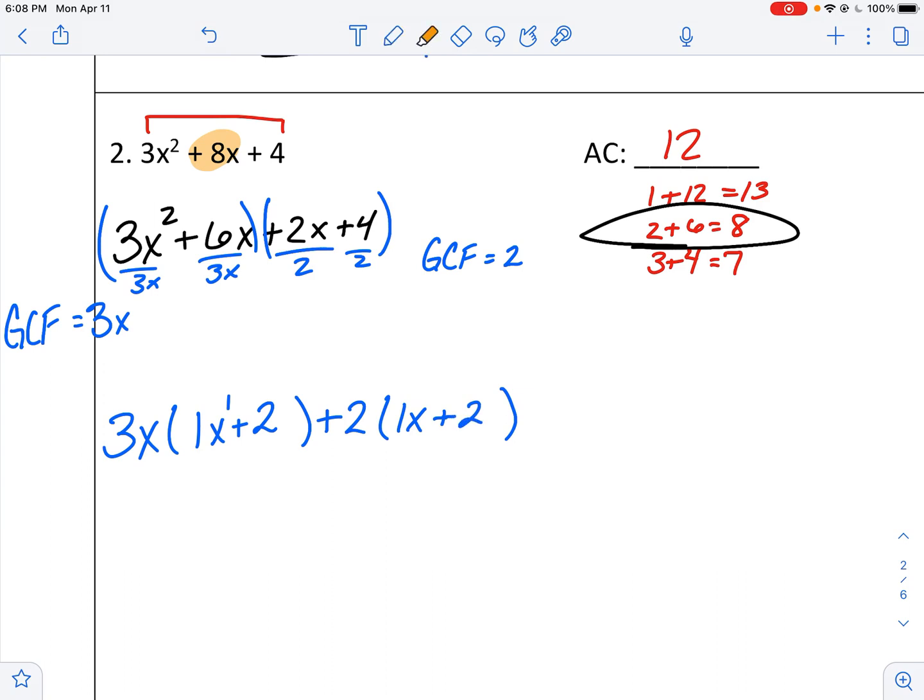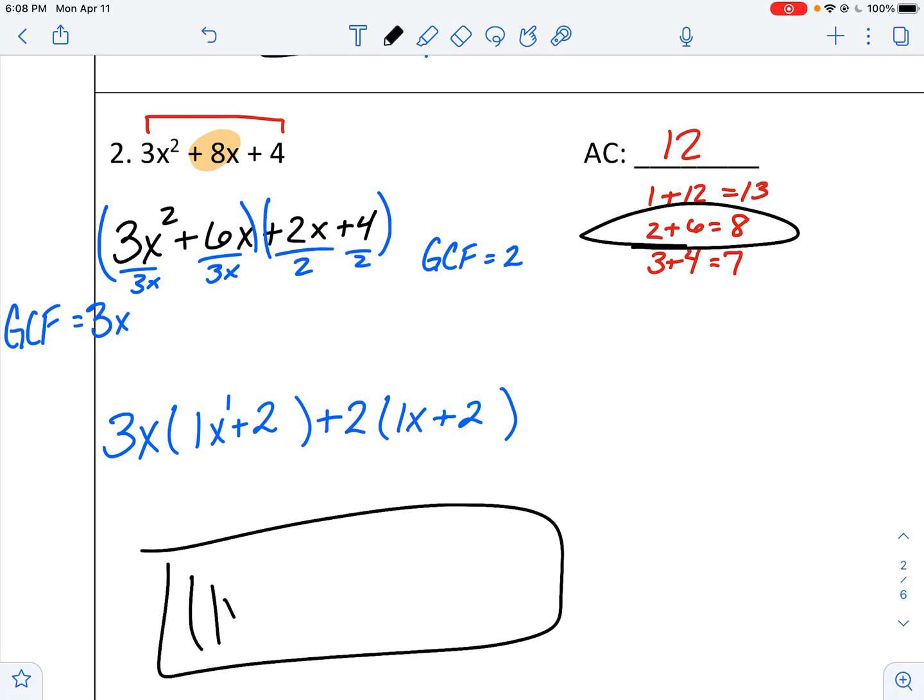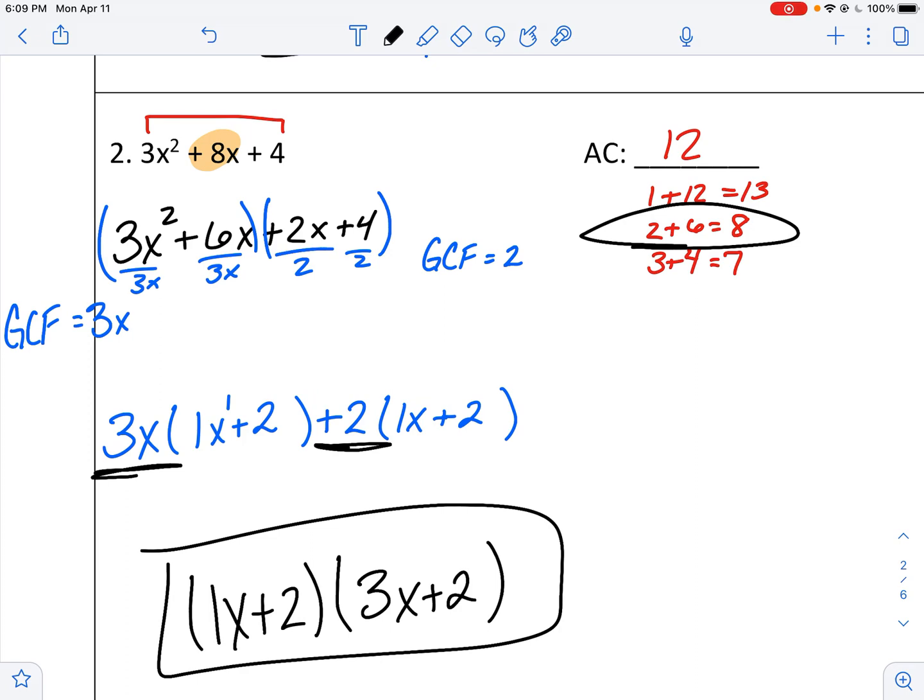And I know that I'm correct, or at least I'm on the right track, because my 2 sets of parentheses are exactly the same. Now when I write my final answer, 1x plus 2 is in those parentheses. That's going to be half of my answer. The other half of my answer is what's outside the parentheses, the 3x and the plus 2.